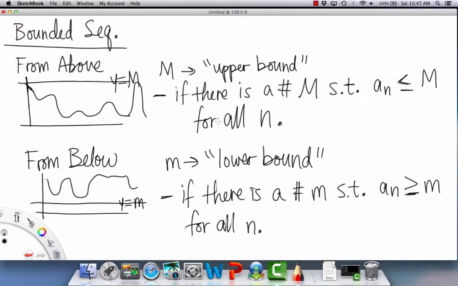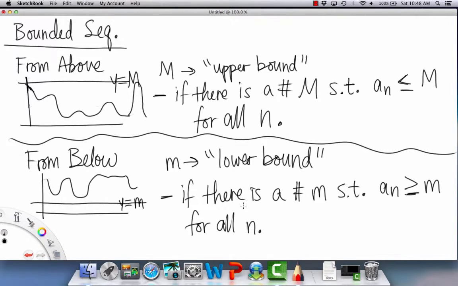So for the first case, it's saying that if there exists a big M such that the sequence always stays below it or is equal to it, then the sequence a_n has an upper bound. And similarly for the bottom one, the sequence would have a lower bound.